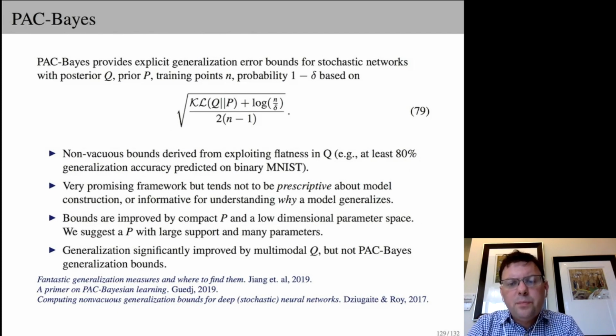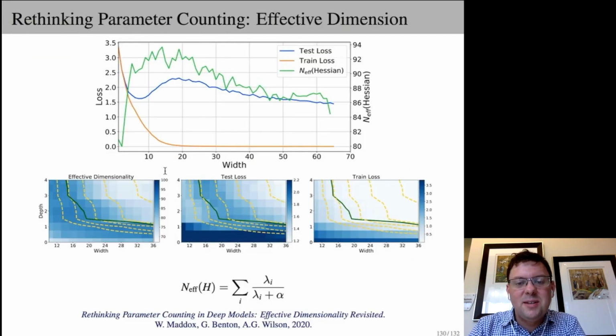So the PAC Bayes bounds are quite complementary, and they're very exciting in the sense that they help us make quantitative, explicit statements about generalization error bounds. But they don't tend to be too prescriptive. And this could be partly because although we in some cases get non-vacuous bounds, they're also typically fairly loose. So what improves the bounds won't necessarily improve generalization.